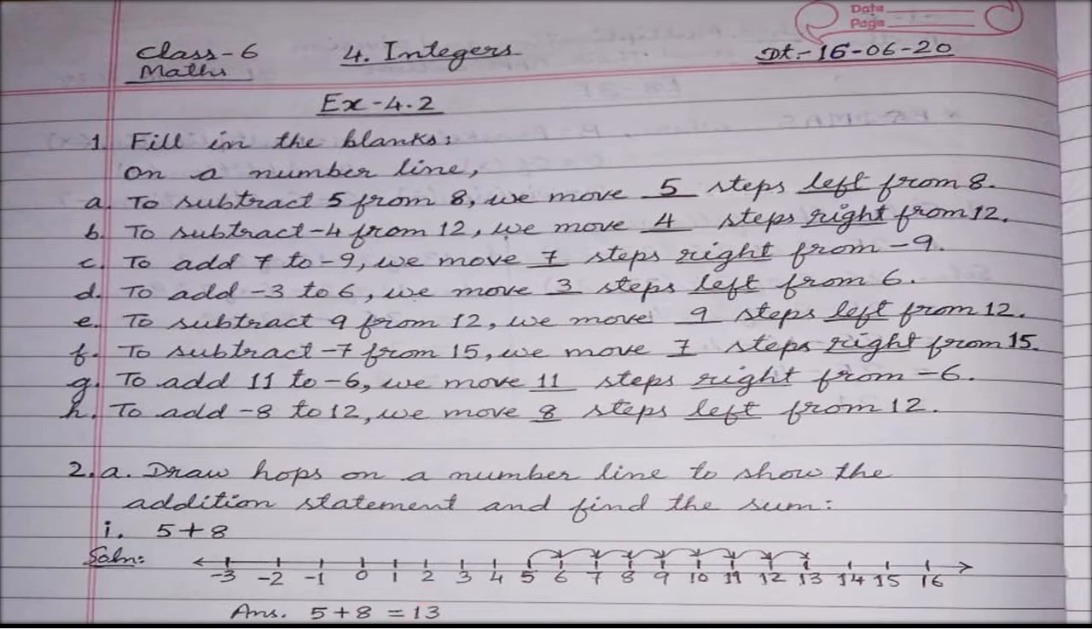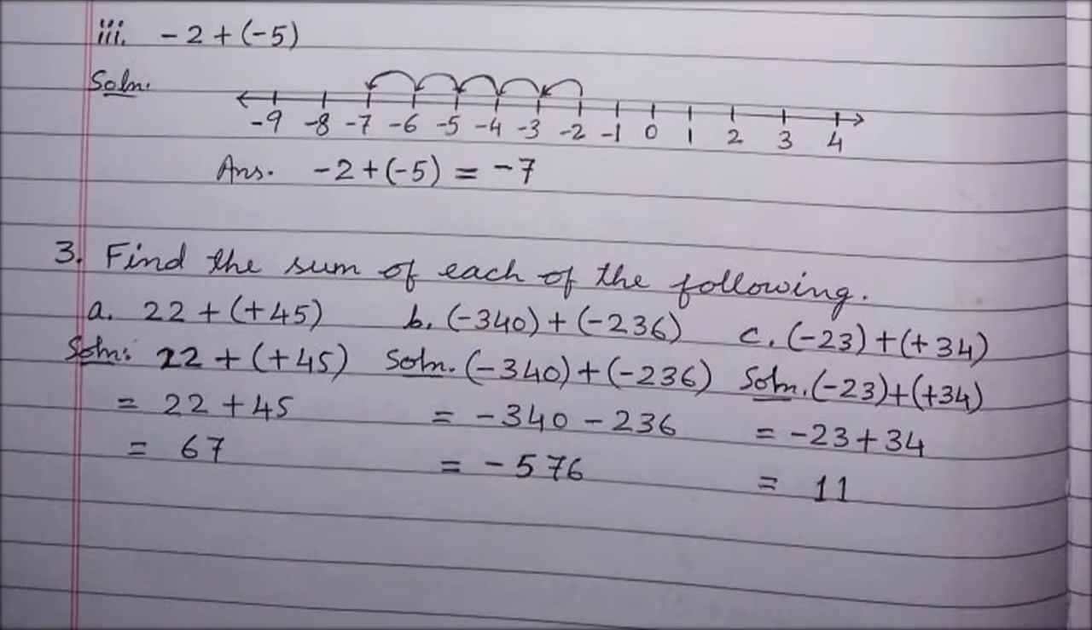Next one is question number 2, second part. Minus 2 plus minus 5. Again on the number line, minus 2 plus minus 5. So we are at a position of minus 2 and we have to add to that minus 5. Again negative. Already we had a negative number and we add another negative to it.